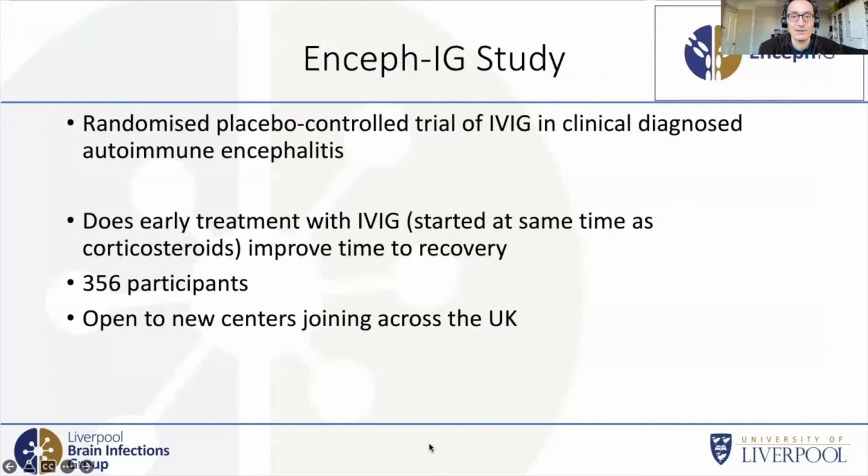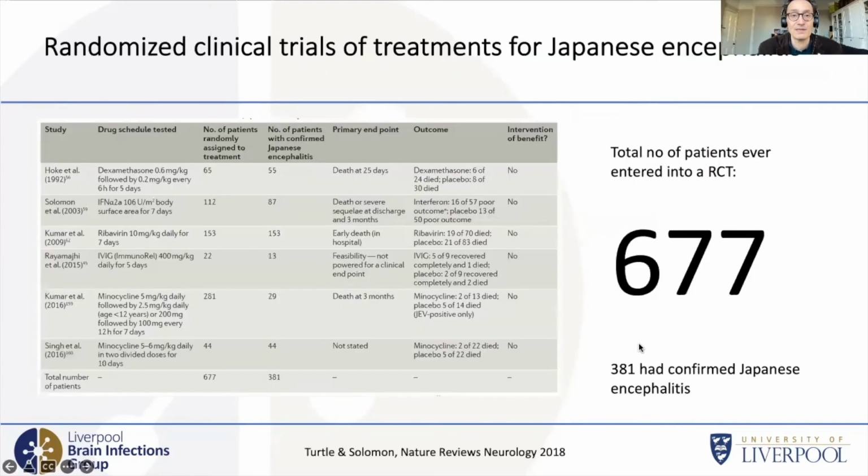Encephalitis Conference in London. And then this is our new study, which started a couple of months ago, ENCEPH-IG. It's a trial of intravenous immunoglobulin in clinically diagnosed patients with autoimmune encephalitis. We're asking the question whether starting IVIG at the same time as you start steroids in these patients will improve the time to recovery. And we are open to new centres joining us. We have 5 centres so far across the UK. We're recruiting patients. And if your centre is interested in joining, or you'd like to know more about the study, please get in touch.